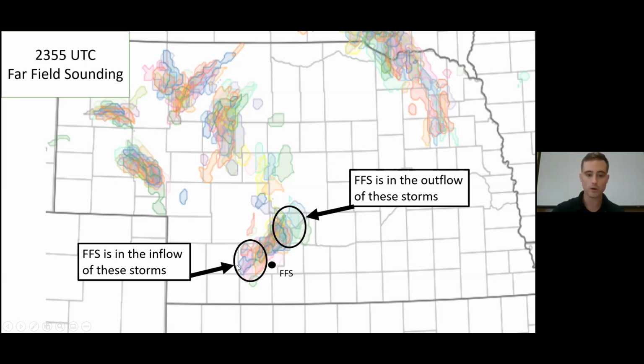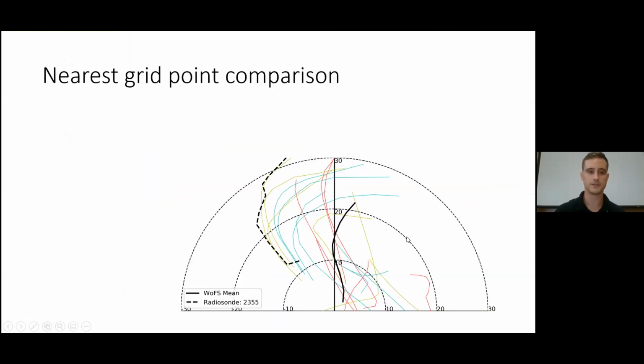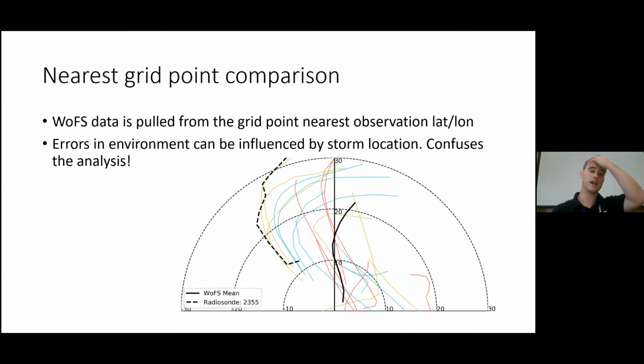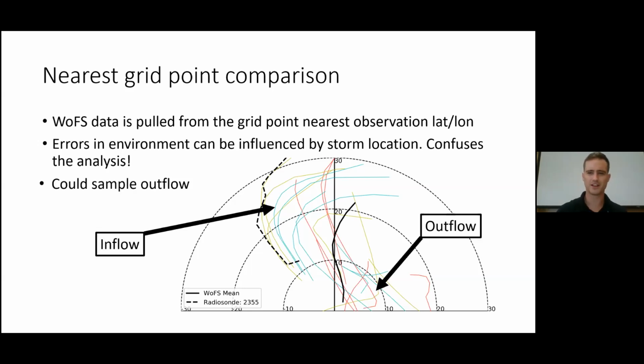Which means that for some storms, particularly these on the southwest side, the far field is in the inflow. But for these that are a bit faster, or at least placed a little bit more to the northeast, the far-field vehicle may be in the outflow relative to these storms. And this causes a complication for this analysis. If I were just to go into WoFS and pull the closest latitude and longitude to the observation, we end up with some issues: the errors in the environment can be influenced by the storm location. If it's very cold and it should be warm, perhaps I'm in the outflow of one of these storms. And so this confuses the analysis.